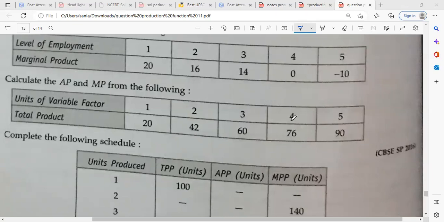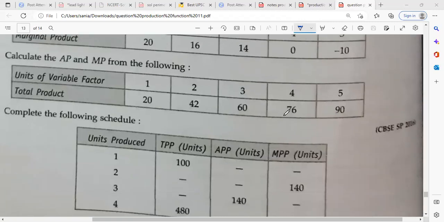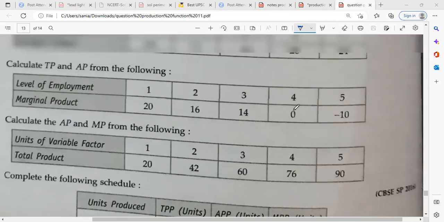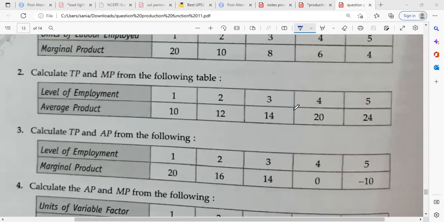1, right? You wrote 4, right? Yes. It's not change. It's only a unit variable, right? So the change is only 1. From 3 to 4, it is 1, right? Okay, ma'am. Or in case you get confused, at that time you can even check it. MP is basically TPn minus TPn minus 1. So 76 minus 60, you got 16, right? Yes, ma'am. Now everyone will do the third question.